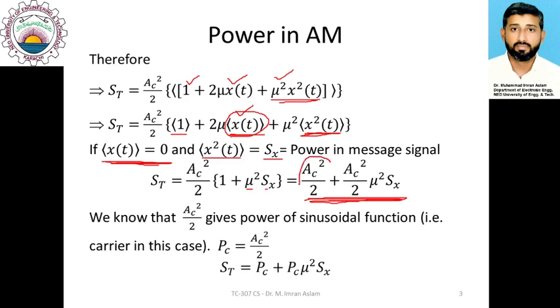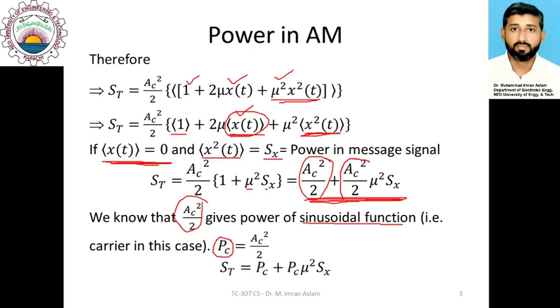If you focus on this first term, AC is the amplitude of the carrier signal and AC square by 2. We know that whenever you calculate the average value of the sinusoidal function, it comes out to be this value, AC square by 2. So basically this first term is representing the average value of that sinusoidal carrier. So I can say that this first term is actually representing PC, which is AC square by 2.